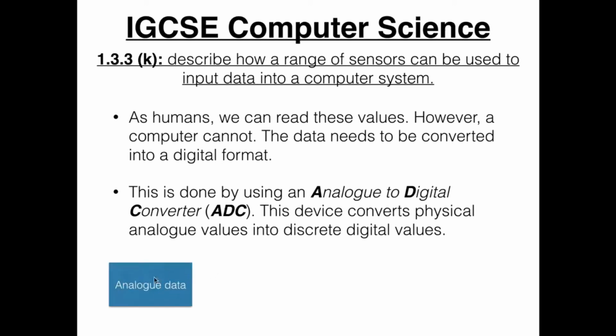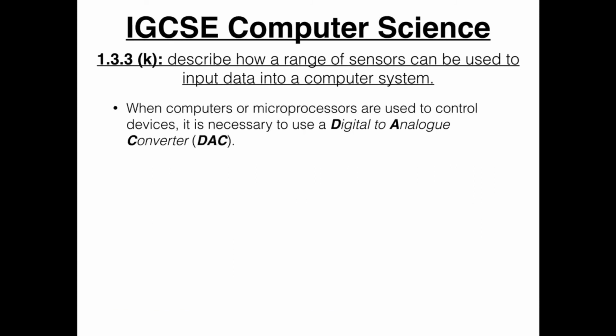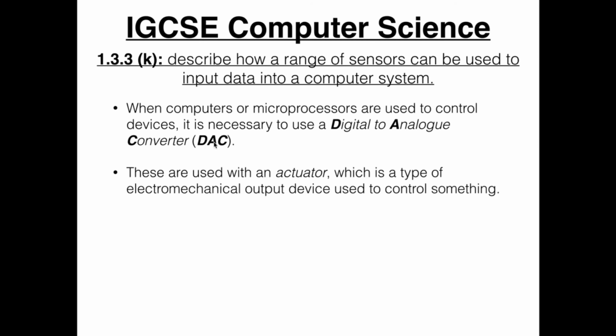So we get the analog data here, the ADC, and the digital data. Now, we don't have to know how the ADC works. We just have to know that it plays a part in changing analog data into digital data. When computers or microprocessors are used to control devices, it is necessary to use a digital to analog converter, so a DAC. And these are used with an actuator, which is a type of electromechanical output device used to control something.